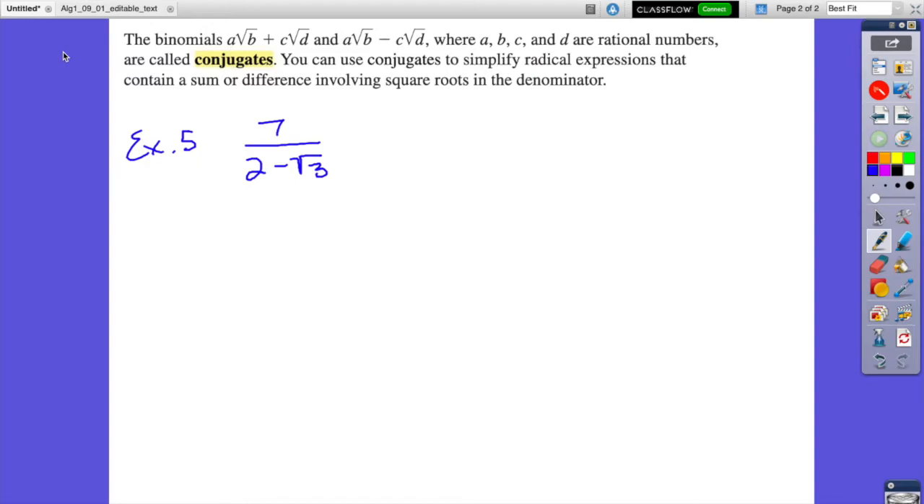Next example is brand new to you, and again, you're going to see it in Algebra 2. This is just an introduction. Sometimes I don't even get to it in Algebra 1. So this is called a conjugate. And a conjugate is a binomial where it has a square root in it.